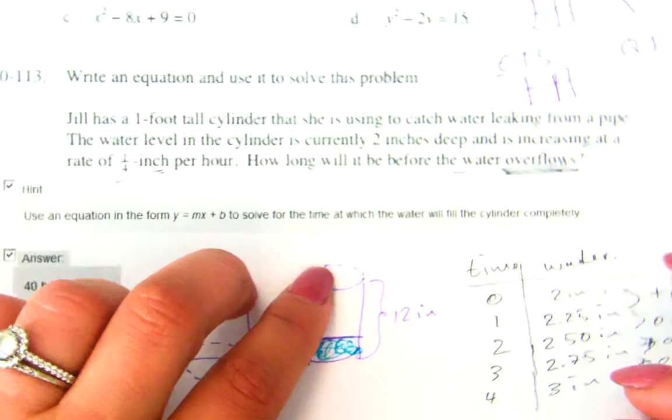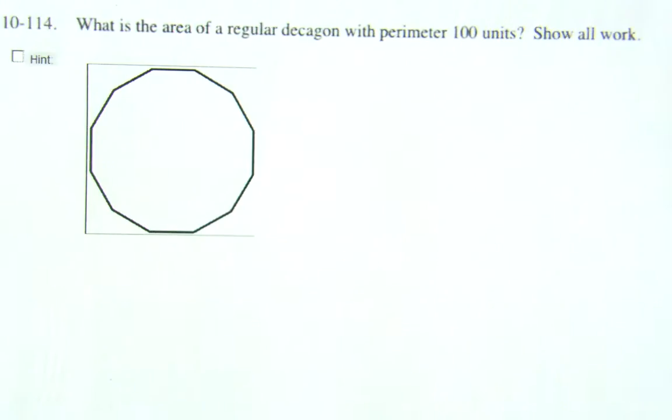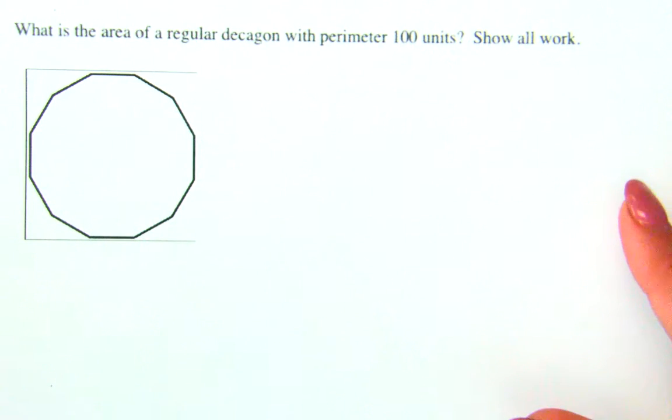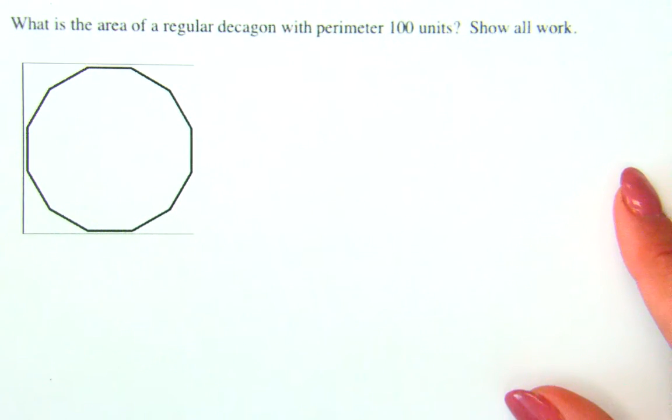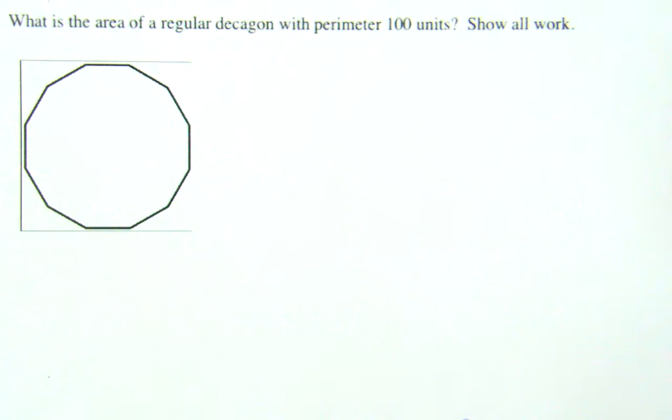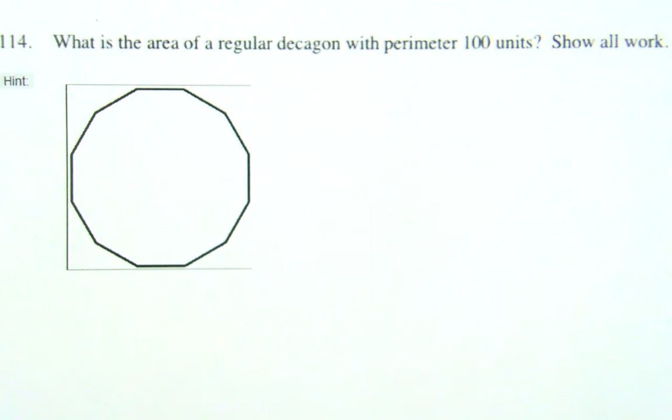That was 113. What am I at, 13 minutes? Okay, 14. Oh boy, this is a little crazy. We have, what is the area of a regular decagon with a perimeter of 100 units? Okay, so this should be pretty easy to do. I'm going to set you up for this. You need to find the rest of it.